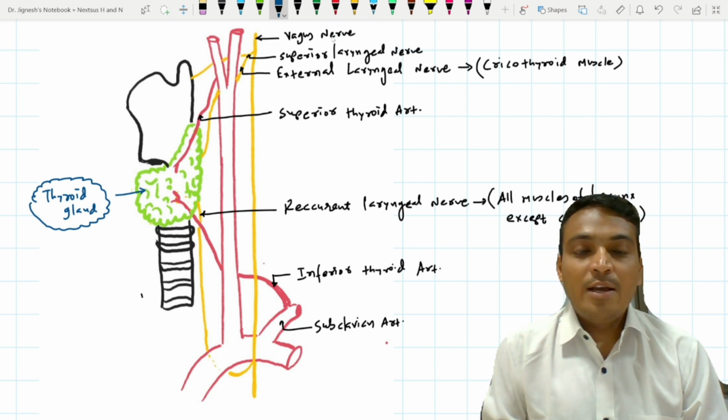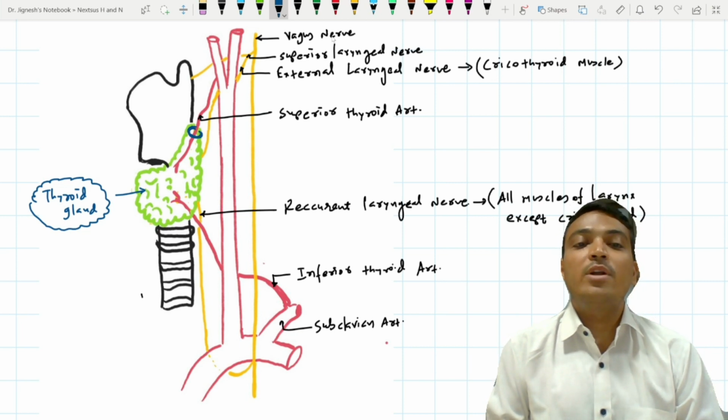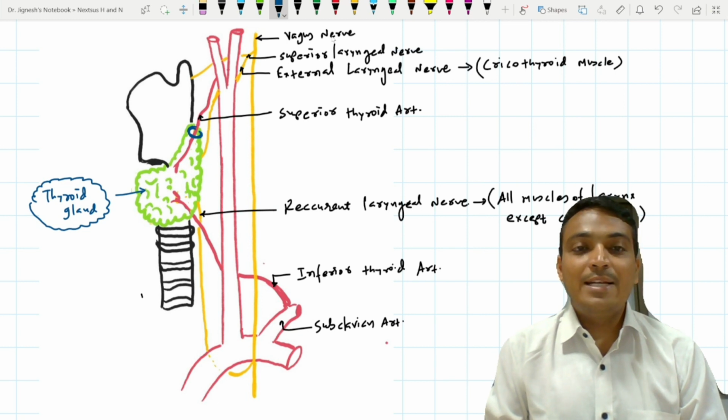And that's why at the time of the thyroidectomy, we have to ligate the superior thyroid artery to prevent the bleeding. And this ligation of the superior thyroid artery should be nearer to the upper pole of the thyroid gland to prevent accidental injury to the external laryngeal nerve.